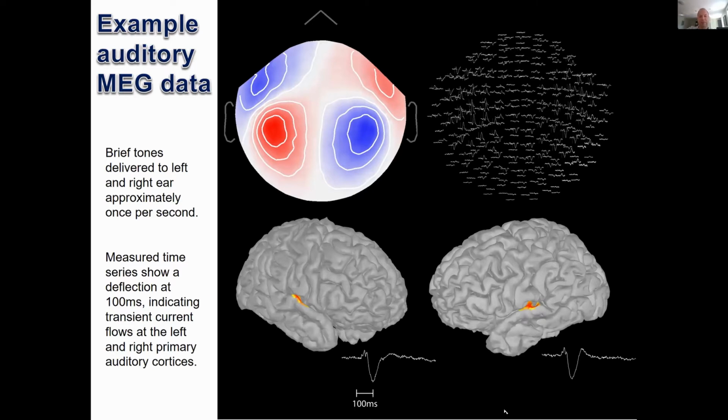Importantly, you can also see time courses below of the response in this tiny brain area, seeing a deflection about 100 milliseconds from the onset of the stimulus. So this method is very specific in time and reasonably specific in space as well, offering us a very powerful way of seeing brain activity, measuring signals all around the brain.